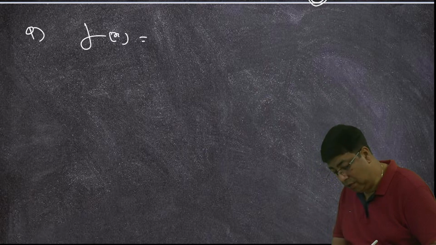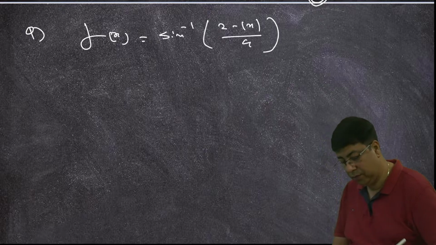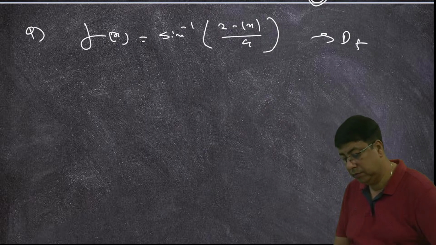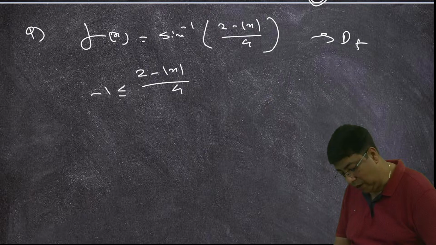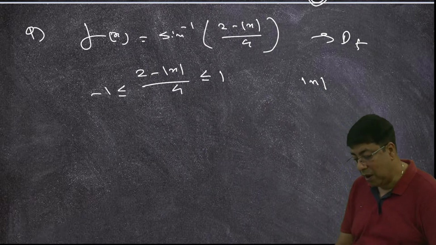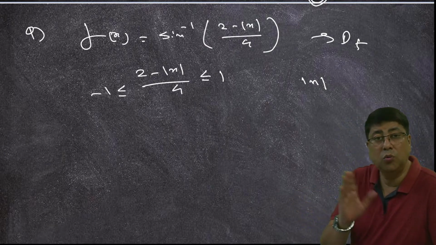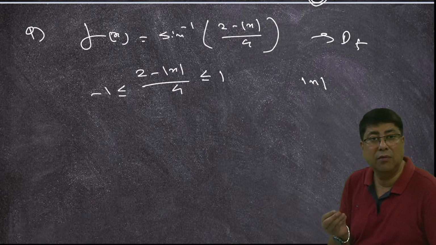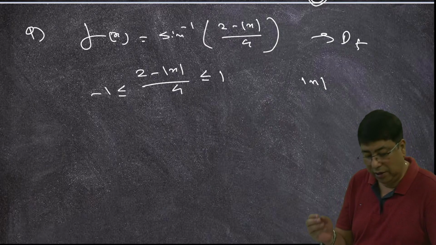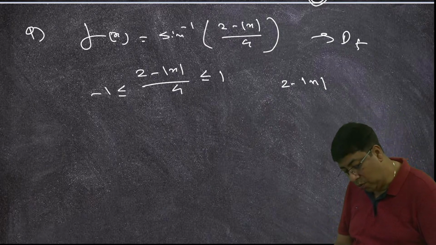Suppose f(x) equals sine inverse of (2 minus |x|)/4. Find the domain of the function. What will this be? (2 minus |x|)/4 lies between minus 1 and plus 1. So 2 minus |x| lies between minus 4 and plus 4. Everybody, there are some calculations which you have to do mentally, and some calculations you write. Okay, I am writing 2 minus |x| greater than or equal to minus 4 and less than or equal to 4.